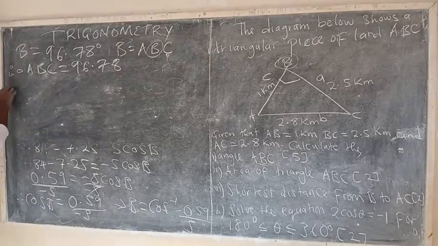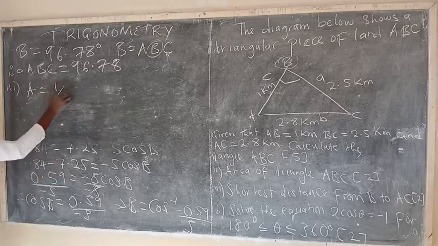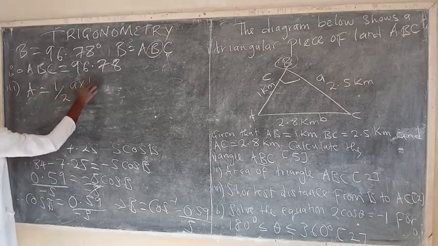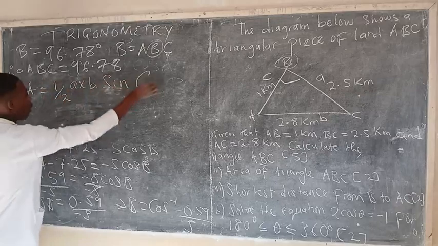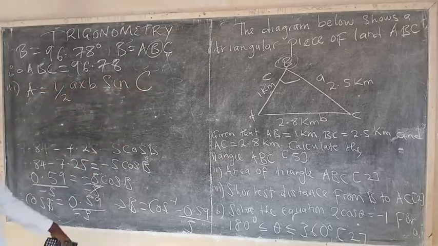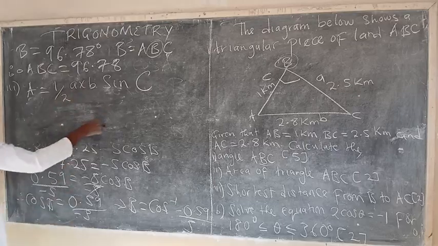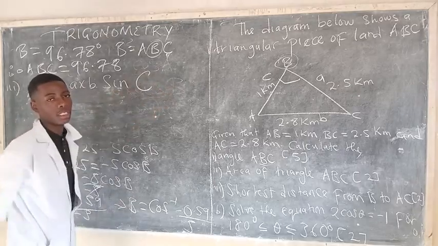The second part requires us to find the area. The area formula is always given as half A times B by the sine of C. This simply means that if you use A and B, the sine of the angle should be C.